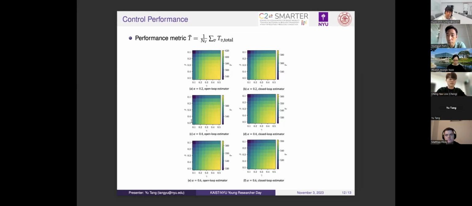And here is the comparison of control performance. And the performance metric is the average travel time. Actually, we have similar findings to those in the previous slide. First, the ramp controllers with closed loop estimator achieve better control performance than those only with open loop estimator. Secondly, the control performance may degrade significantly once the proportion beta and the probability gamma exceed some threshold. Third, given larger CV market penetration rate, the control performance is less affected by packet loss.